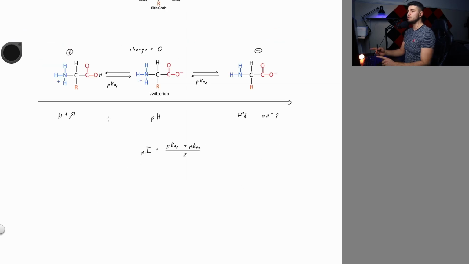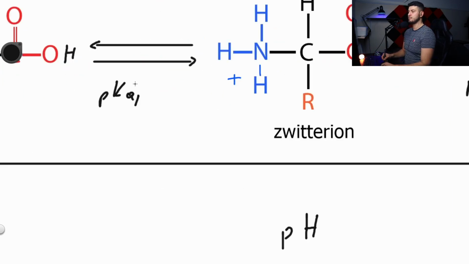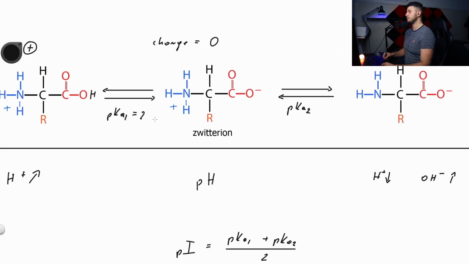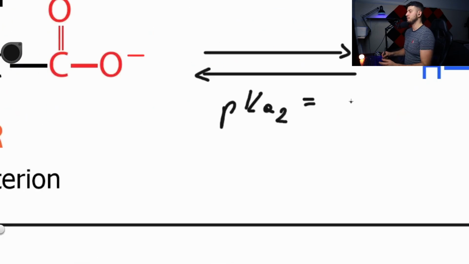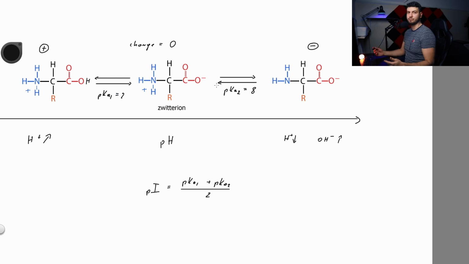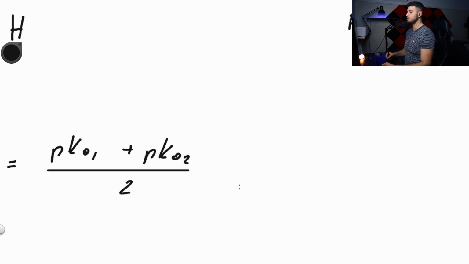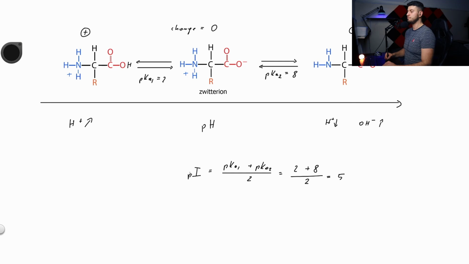Now, you'll usually be given some values. Let's say this is 2, let's say this is, I don't know, 8. They will be given to you, might be different. You just plug them in, divide, and you get the answer. So the pI for your Zwitterion, for your amino acid, is in this case 5. So it means that at pH 5, most of your amino acid will be in this form.